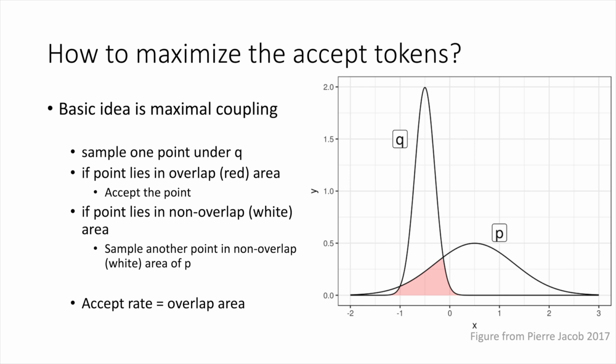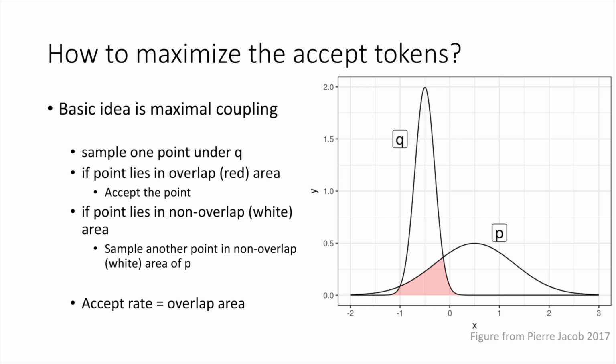Here's the intuition how it works. We first sample a point from the area under distribution Q. If the point lies within the overlapping region, shown in red, we accept the point as a valid sample from the distribution P. However, if the point falls in the non-overlapping white area, we need to sample another point from the non-overlapping region of the distribution P. With this sampling process, it's guaranteed that the output point is uniformly distributed in the area under P.